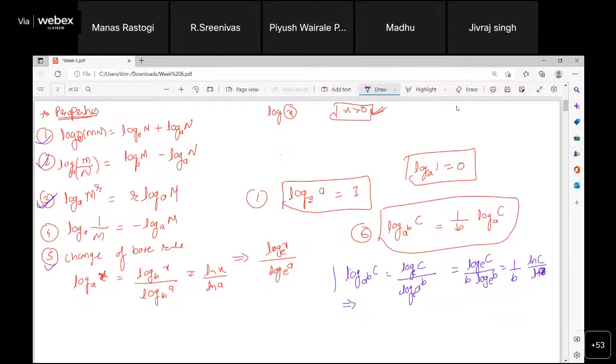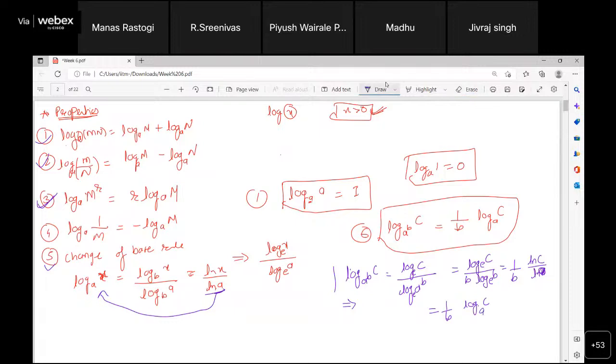Now which one is applied? Here you can see the change of base rule. You can apply it in the reverse order also. That is, 1 by b will become log of c to the base b, so log base a. So this is the derivation.